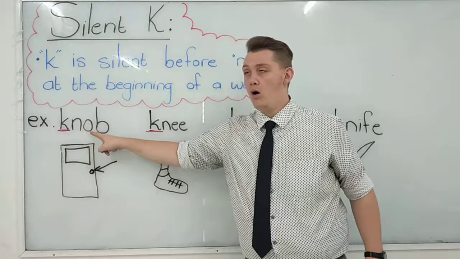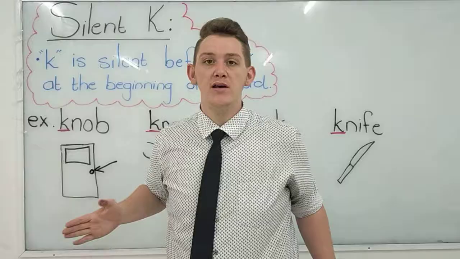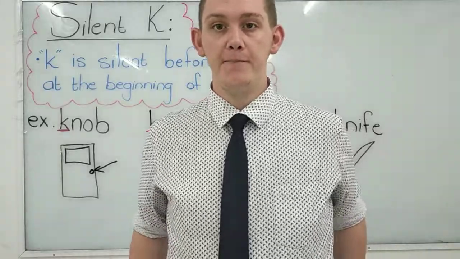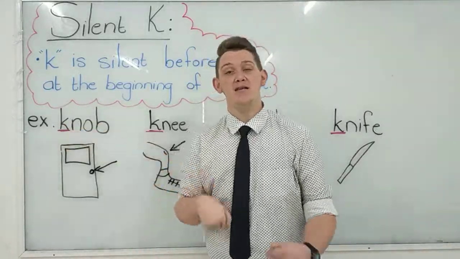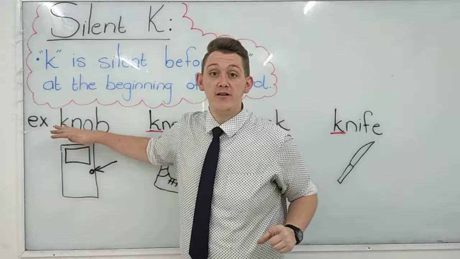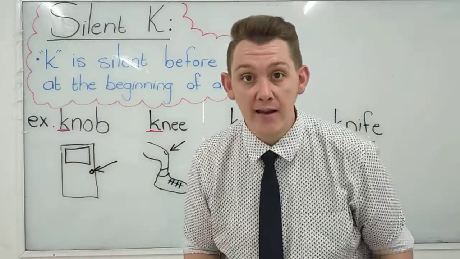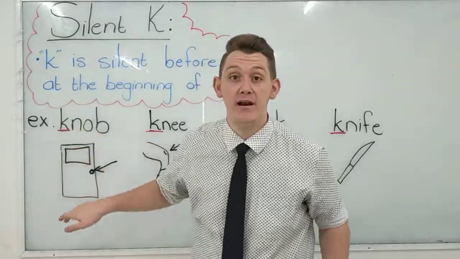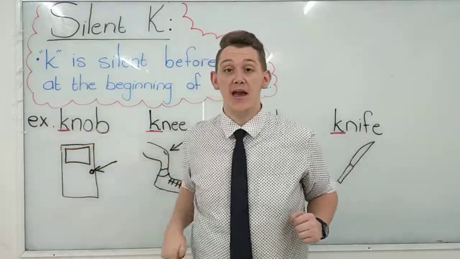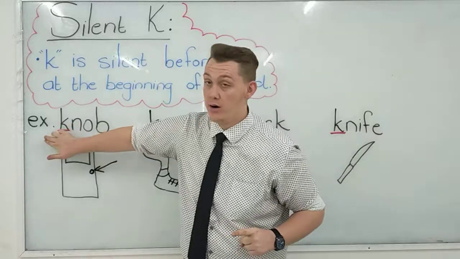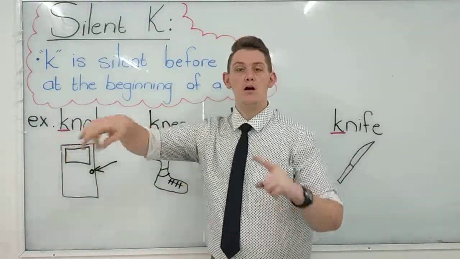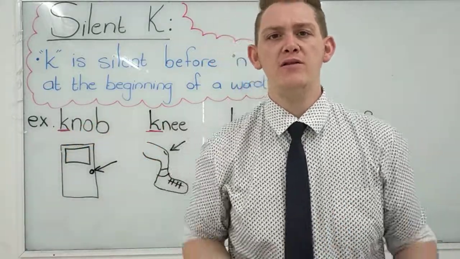N, O, B. This word says knob. I want everybody to say knob. You see, we spell it like this, but the K is silent. So if the word starts with the letter K and it has a letter N next to the K, always, only at the beginning of the word, it's a silent K. So what's this word? Knob. Now I want everybody to tell me, what is a knob?